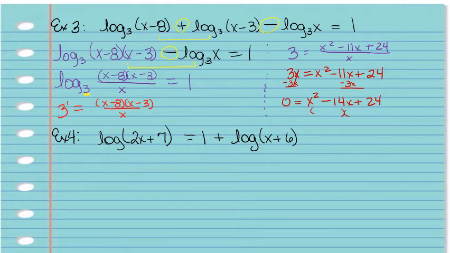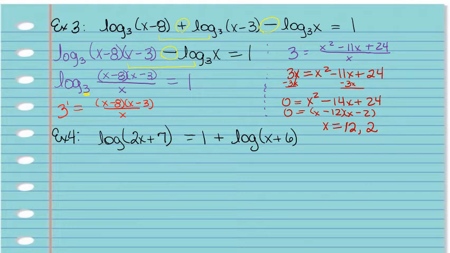This is factorable. If you need to stop the video at any time so that you can get caught up, please do it. So it's factored into x minus 12 and x minus 2. And so my answers are x equals 12 and 2. Now, I have to check my answers.